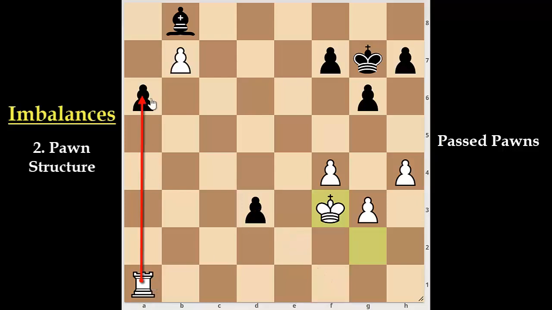And after white will take the pawn on a6, will challenge the bishop and then win the bishop by promoting the pawn. So here white is easily winning.